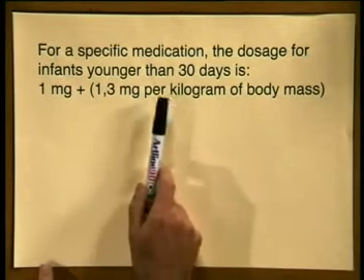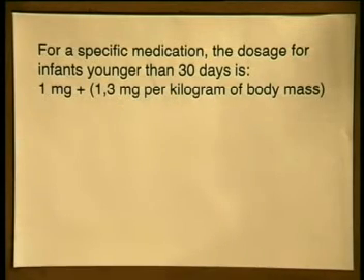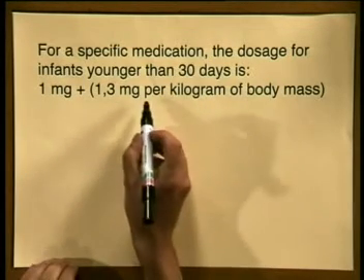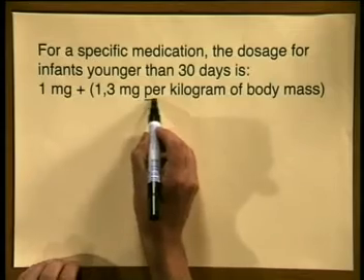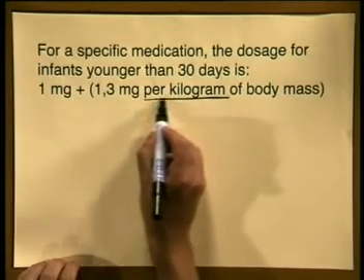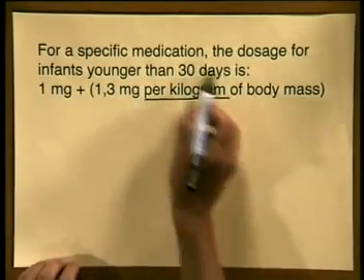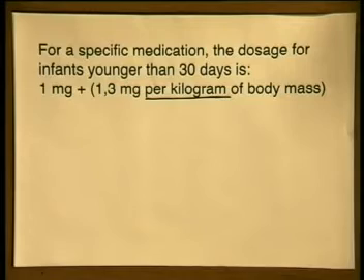But we need to identify which is the dependent and independent variables. And here's a clue. The dosage is based per kilogram of the body mass. So we're clearly working with a function. Thus we can see that the dosage depends on the body mass. And as we said previously, we normally assign y to the dependent variable and x to the independent variable.